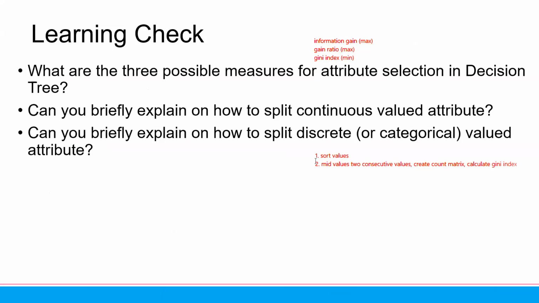As I explained to you, we need to set the mid values and then create the count matrix. We will check how many yes and no when it is lower than the mid value, and then calculate how many yes and no when the value is higher than the mid value. And then calculate the Gini index. At the end, choose the least Gini index.